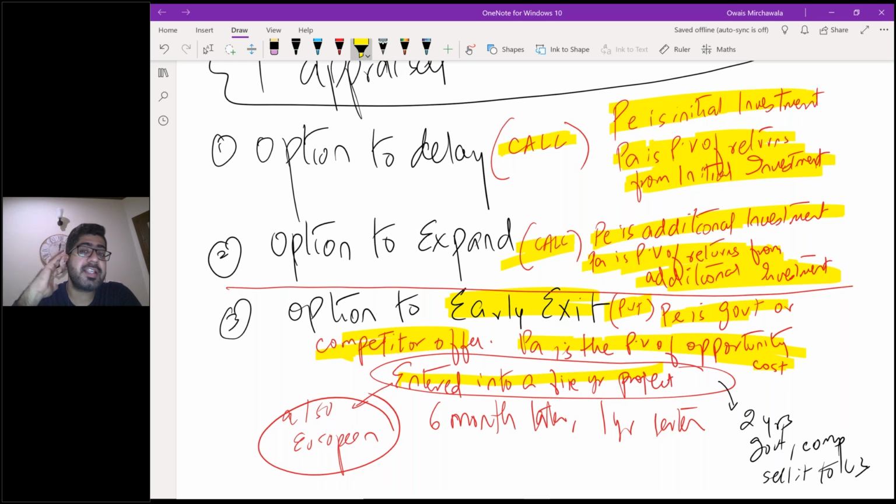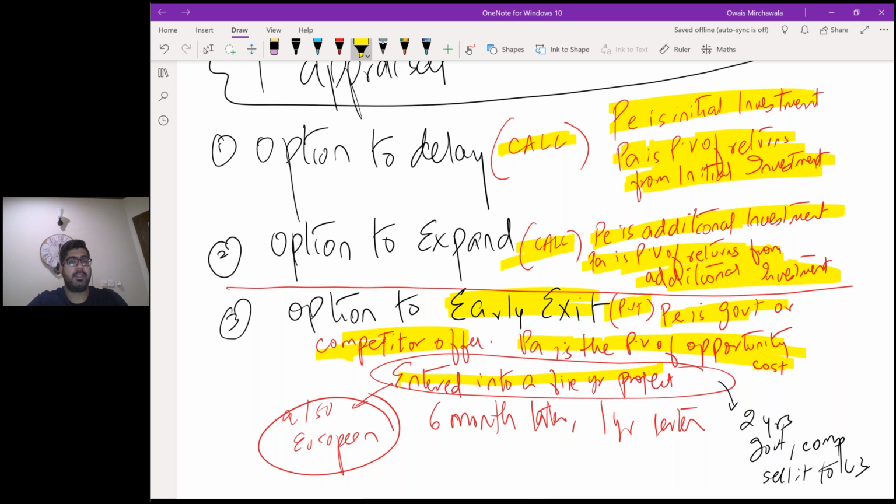But what will you take as PA, PE, and RST? RST will be given in the question. But what will you take as PA, PE, and RST? You need to learn these. For option to delay, what is PA? PE? RST will be given. Get the value of option to delay through BSOP.